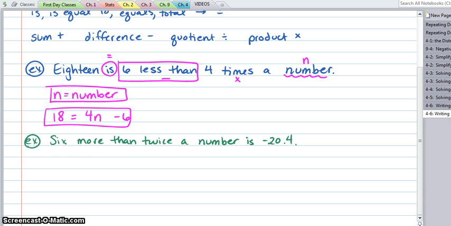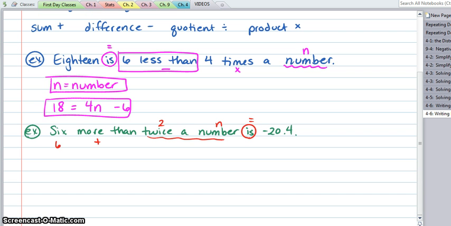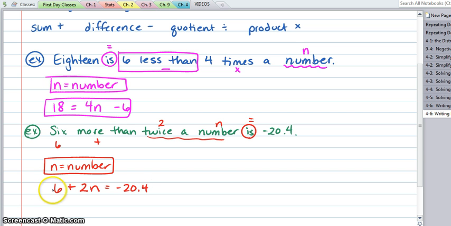Okay, so again, let's look for some keywords. Here I see more than, that's addition. I see the number 6. Twice a number. Well, I don't know the number, but I know to find twice of something, I need to multiply by 2 is equal to negative 20.4. So let's go ahead and define our variable. N equals number. This one's a little bit more straightforward. 6 more than twice a number is negative 20.4.